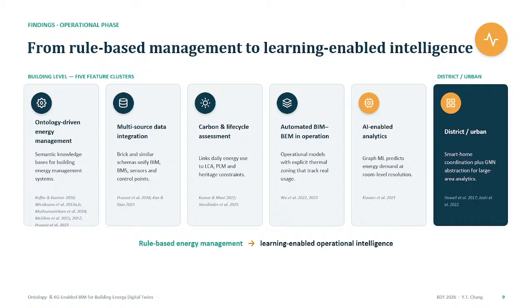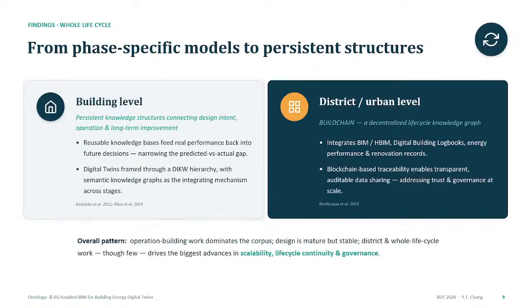And of course, AI again, and this is related to graph machine learning. And then for the district level, in other words, urban building information modeling, now we're looking at a lot of district scales because of the smart grid discussion. So people also start using knowledge graphs to simulate the energy performance of multiple buildings at district level.